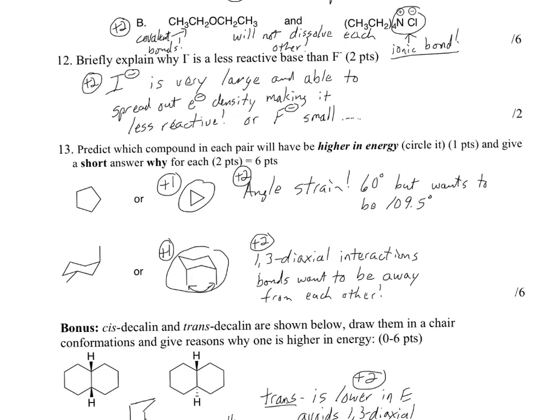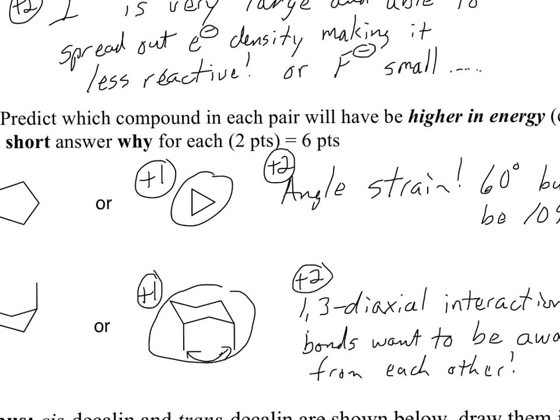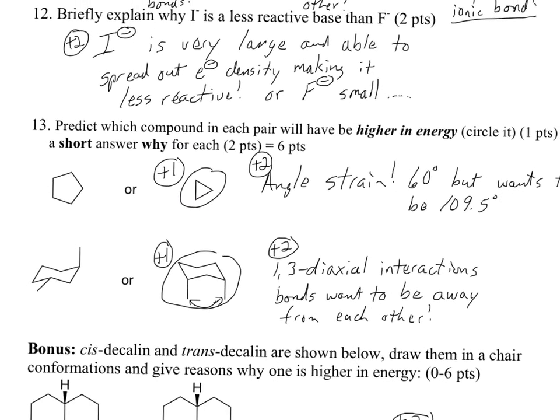Predict which compound of the pair will be higher in energy, and give a short answer on why. So this comes back to these two: a 5-member ring versus a 3-member ring. Angle strain. A triangle has 180 degrees. The bond angles here would have to be 60 degrees, and those are all sp3 hybridized carbons, so no pi bonds. And they want to be 109.5, so it's going to be a lot of angle strain, and it's going to be an unhappy molecule. It's not going to sit there very happily.